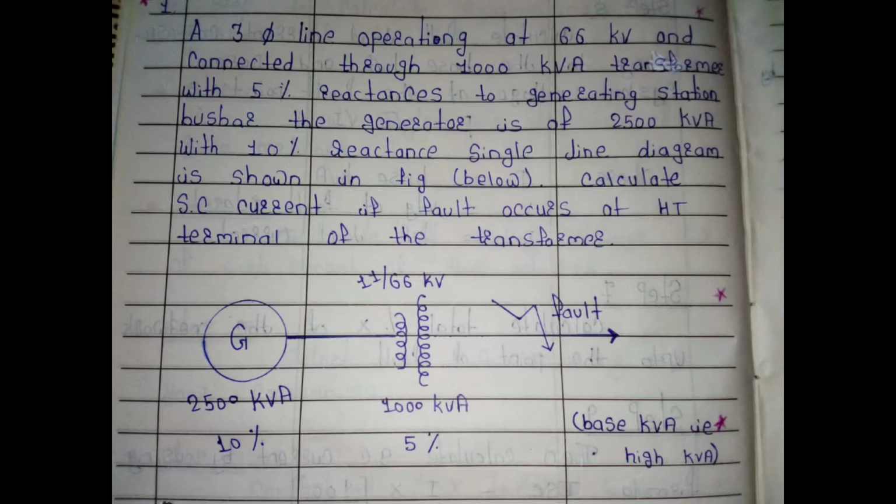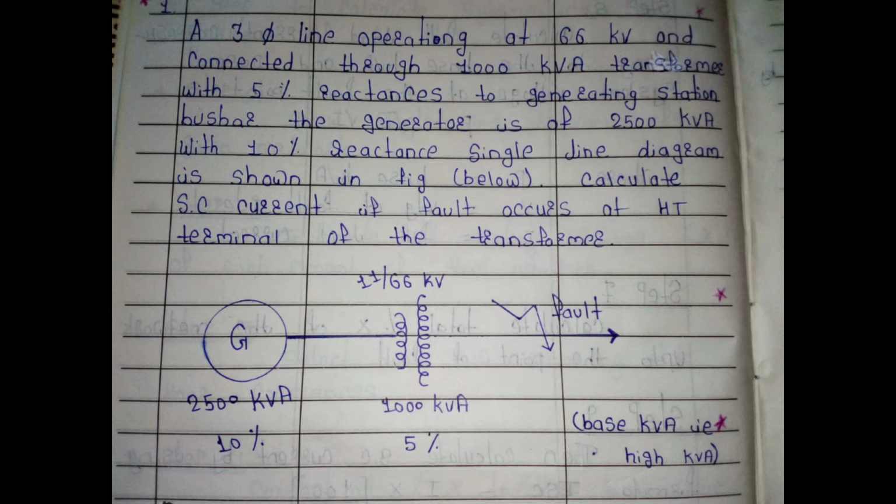A three-phase line operating at 66 kV is connected through a 1000 kVA transformer with 5% reactance to the generating station bus bar. The generator is of 2500 kVA with 10% reactance. The single line diagram is shown in the figure below. Calculate the short circuit current if a fault occurs at the HT terminal of the transformer.